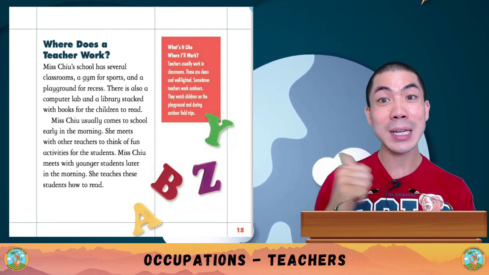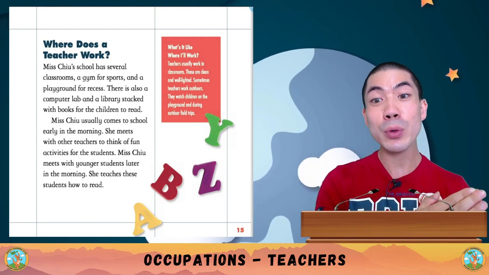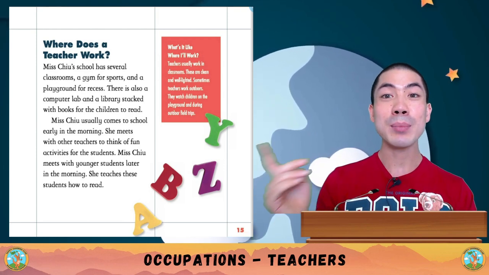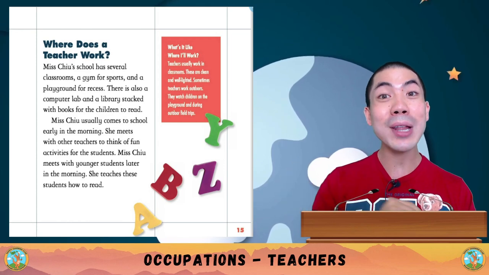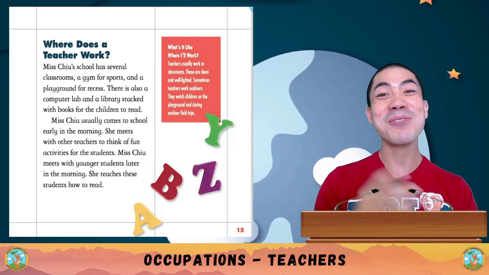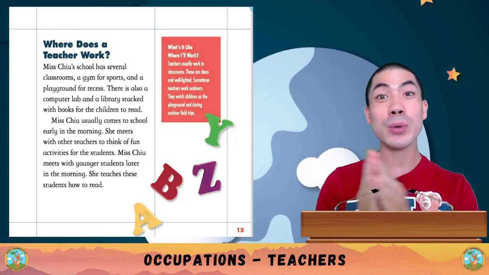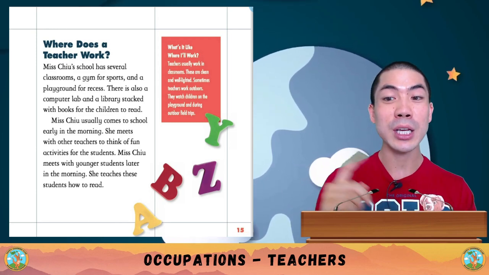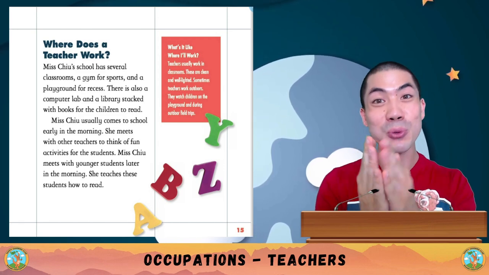There is also a computer lab and a library stacked with books for the children to read. Miss Tree usually comes to school early in the morning. She meets with other teachers to think of fun activities for the students. Miss Tree then meets with younger students later in the morning. She teaches these students how to read.